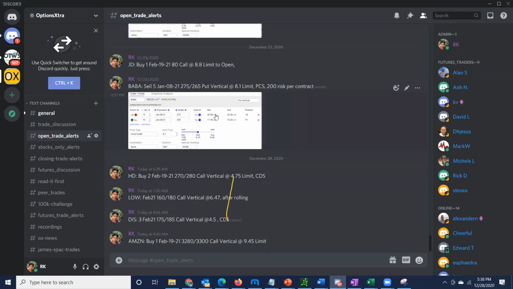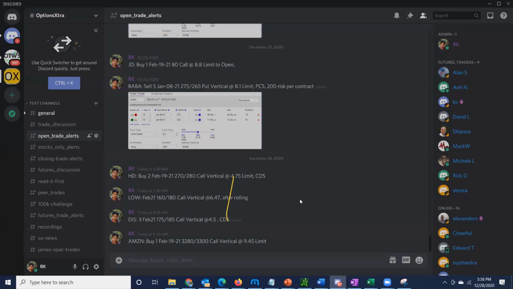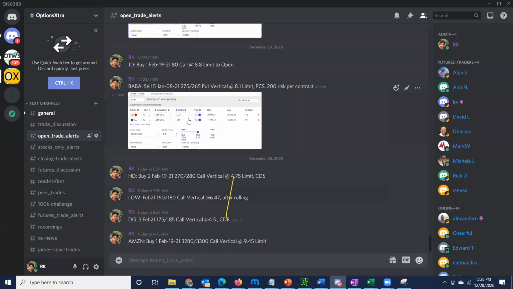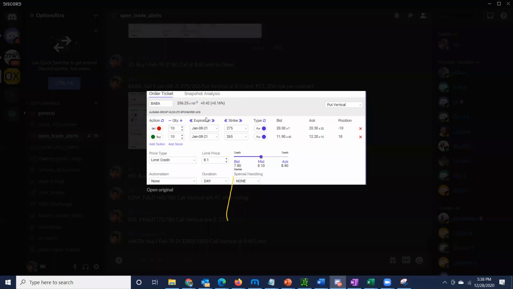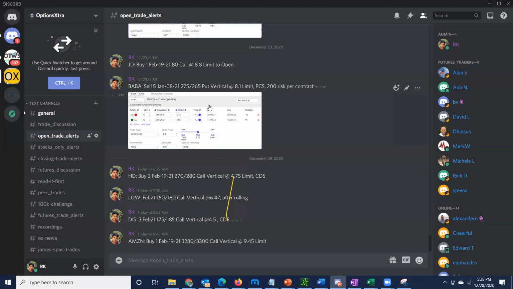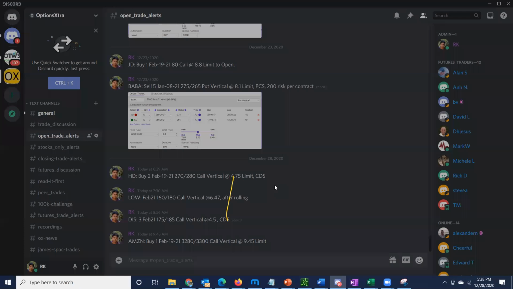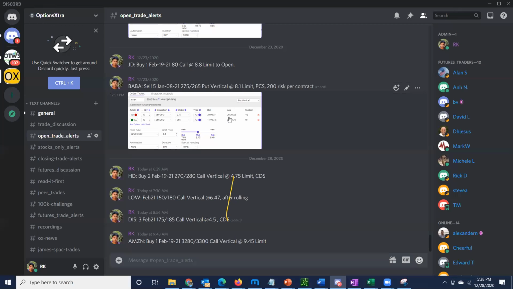What is that sell one, the top one? That's a put vertical, but that is closed actually. This is something where we expected the stock to go up. It is a PCS, put credit spread, which means I expect the stock to go up, but unfortunately the stock went down the next day. That's the bad news.